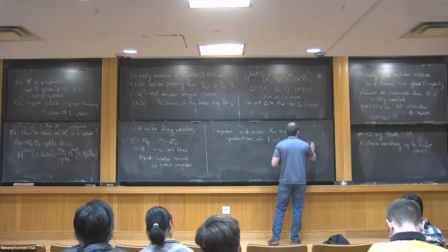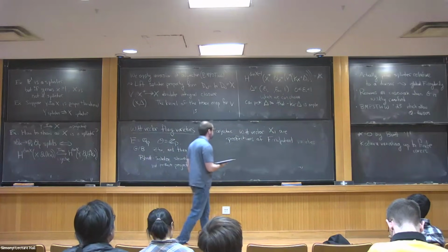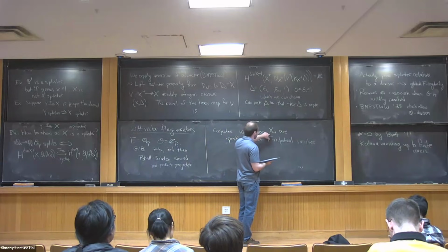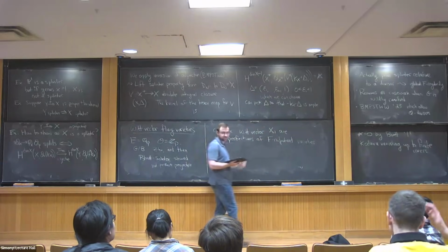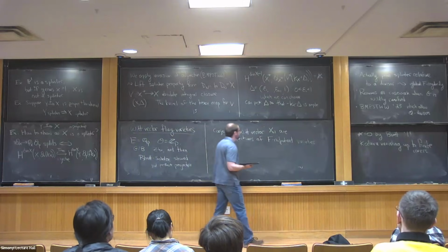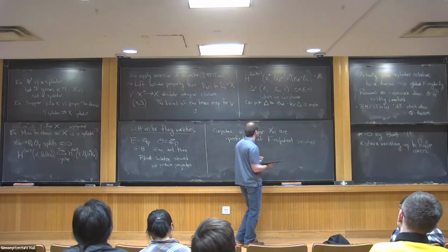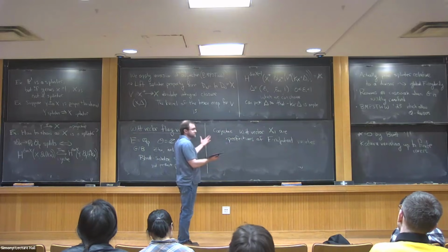So F-nilpotent roughly means, it's a local property, so a variety is F-nilpotent if all of its local rings are F-nilpotent. And a local ring is F-nilpotent if all of the local cohomology groups are as small as they could be, up to nilpotent things.